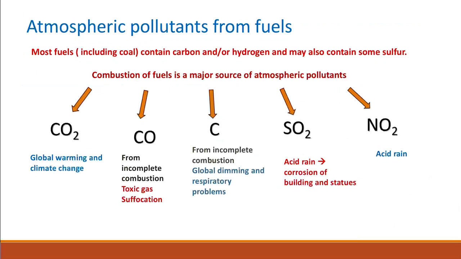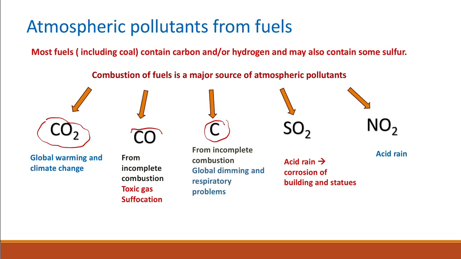The different atmospheric pollutants from fuel. Most fuels contain carbon, hydrogen, and they may also contain sulfur. So combustion of fuel is a major source of atmospheric pollutants. Most of these are carbon dioxide, which is responsible for global warming and climate change, and carbon monoxide, which comes from incomplete combustion, and it's a toxic gas that can cause suffocation. Carbon particulates, also from incomplete combustion, will cause global dimming and respiratory problems.